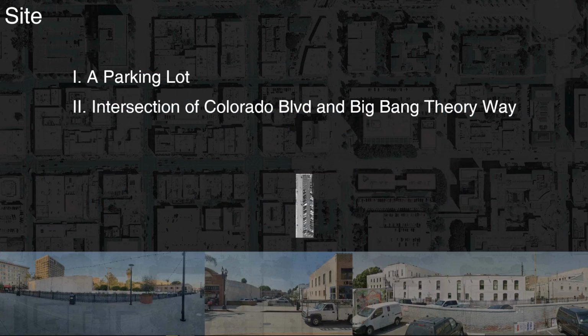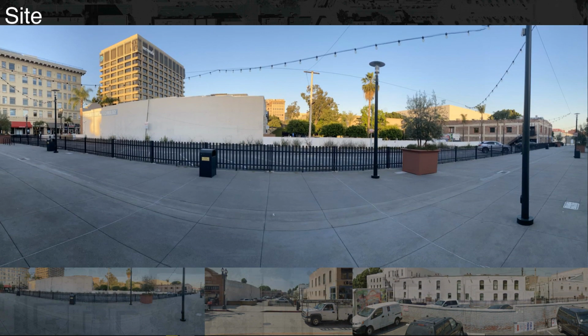So, the site is a barely used parking lot, located at the intersection of East Colorado Boulevard and Big Bend Theory Way. On the east of this parking lot, there is a bigger parking space, and the sidewalk is on the west.